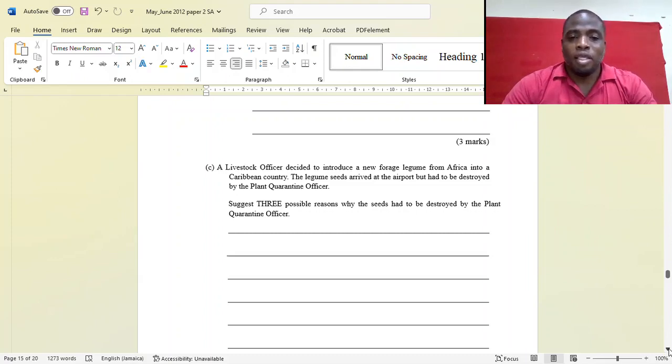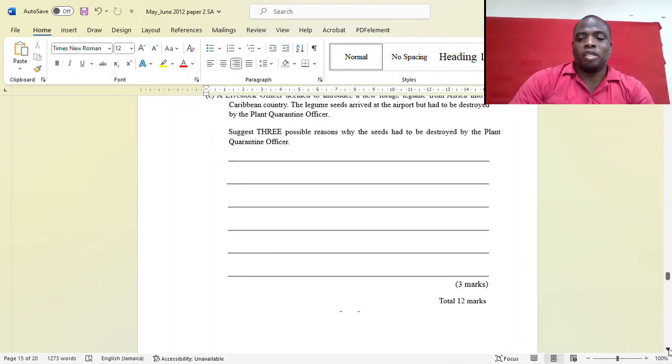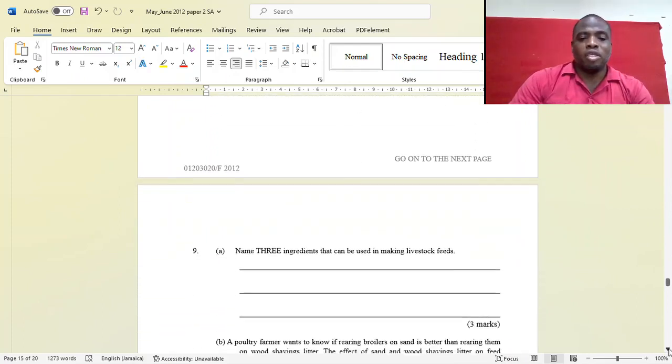Three, the legume seeds may be one that will actually, when you do the research, cause harm to the animals that we have here. So it could have been something that is poisonous. And so we had to allow the quarantine officer to get rid of those seeds.